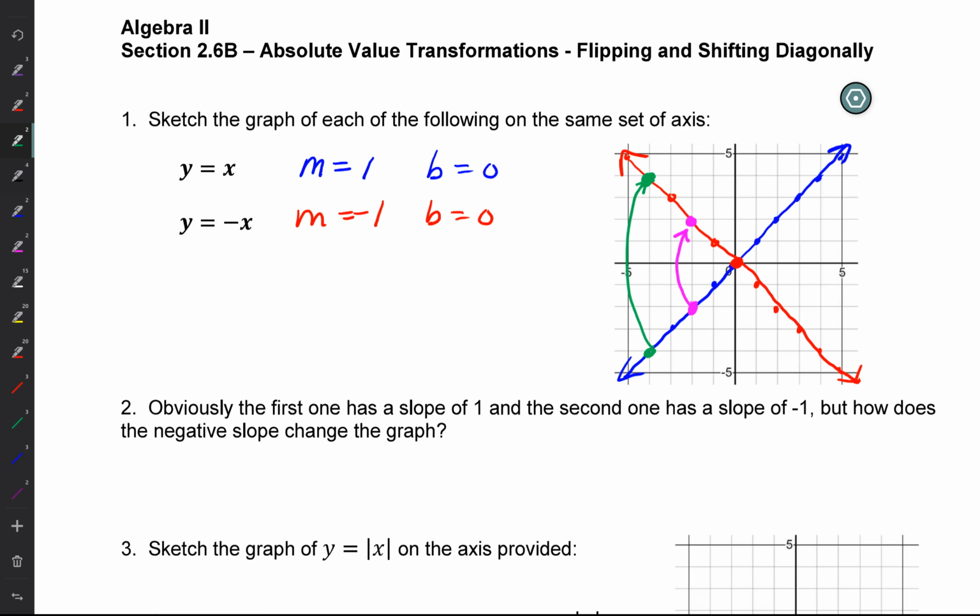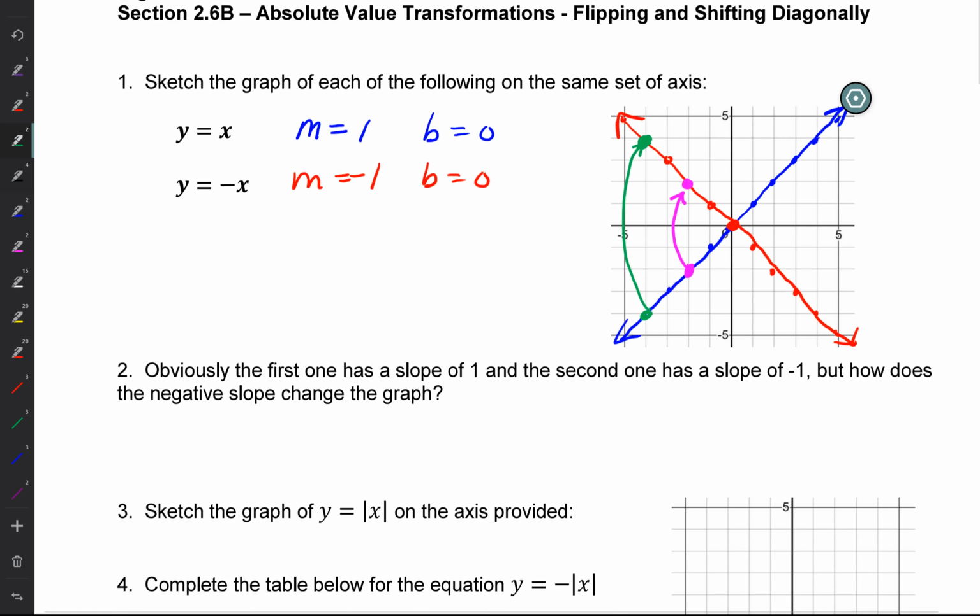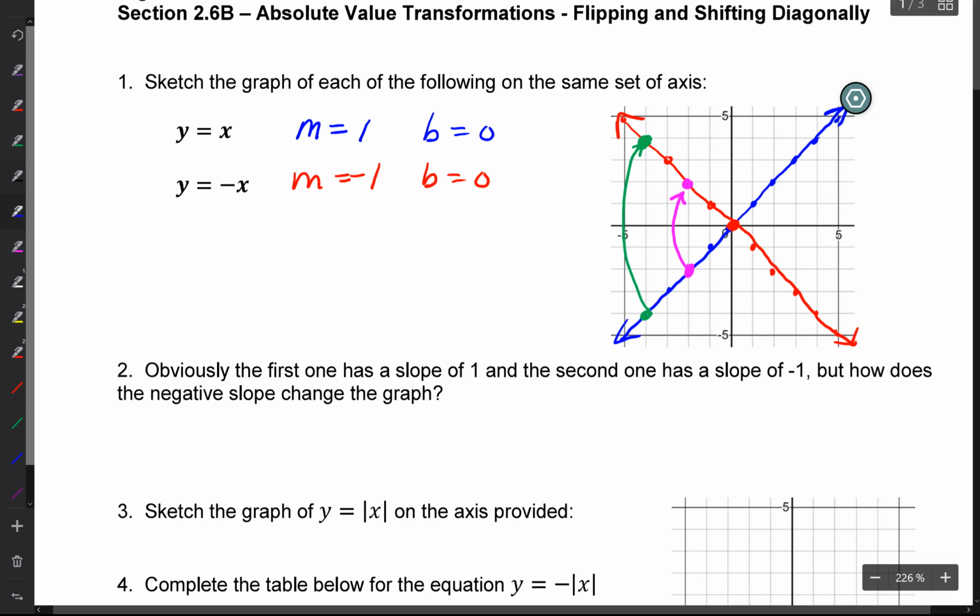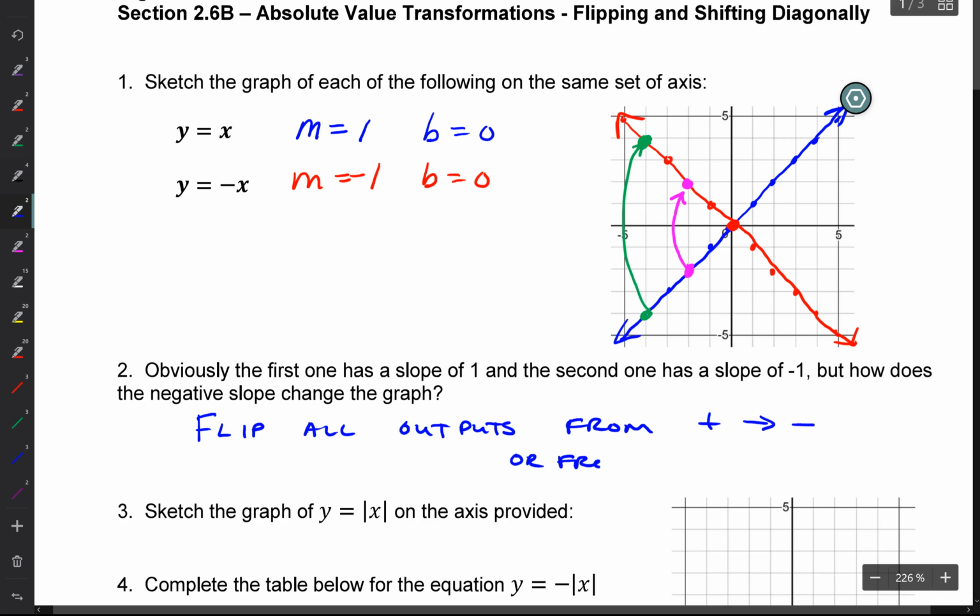So since we're kind of comparing these, we're going to say, hey, the first one has a slope of 1, the second has a slope of negative 1. But the negative slope, how does it change the graph? All right, I think the simplest thing we can say is that it is going to flip all the outputs from positive to negative or from negative to positive. Because in the same way, on the opposite side, you could have this point flipping down to that point.